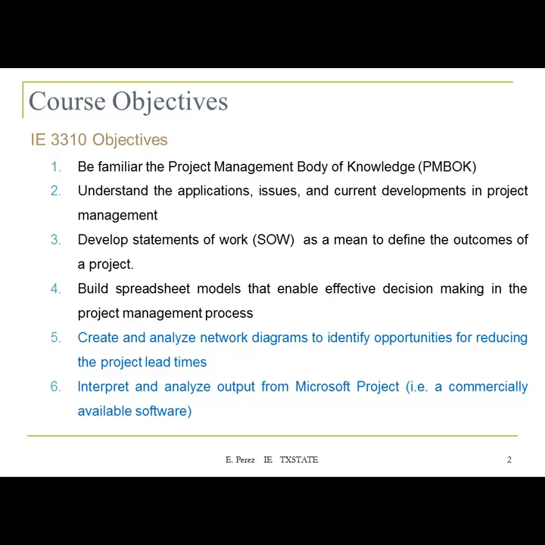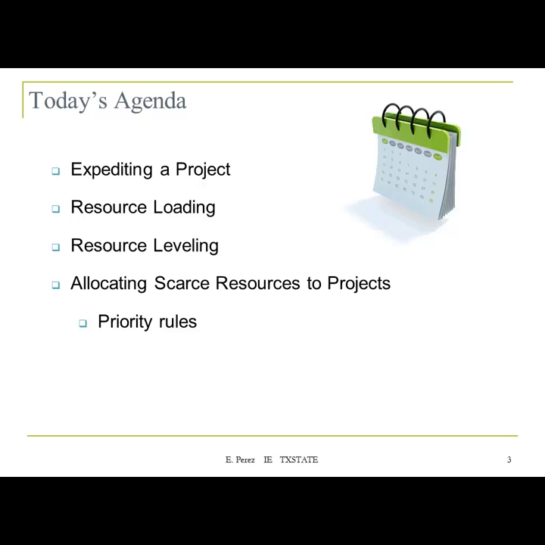And the material that we're going to cover today is very related to objective number 5 of the class, which is creating and analyzing network diagrams to identify opportunities of reducing the lead times of the project. So the agenda for today, we're going to discuss expediting the project, resource loading, resource leveling, and allocating scarce resources to projects by using some priority rules.